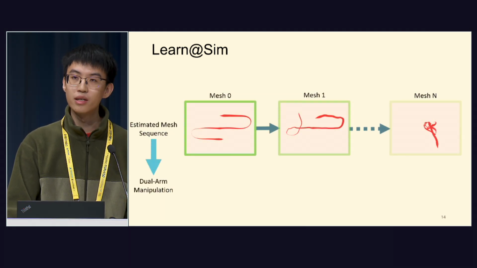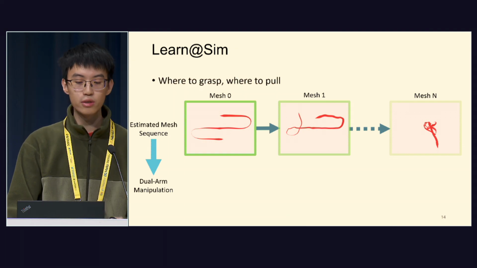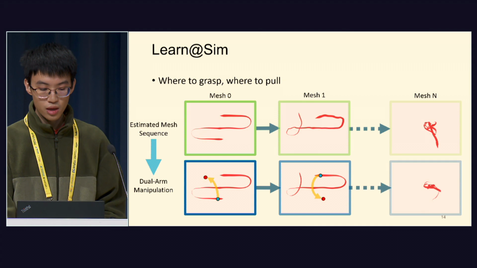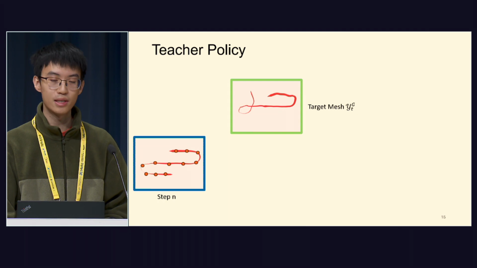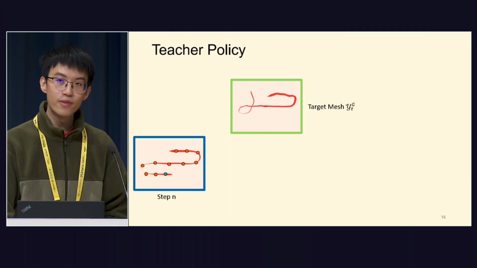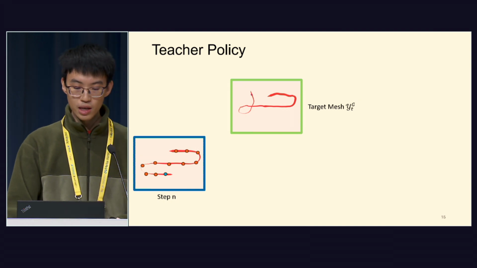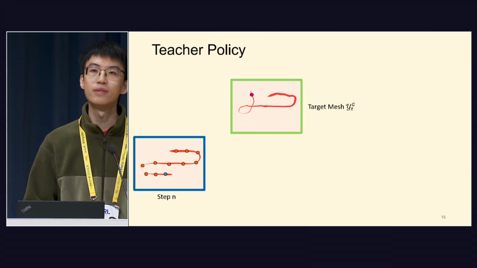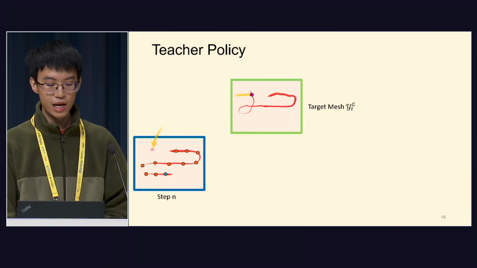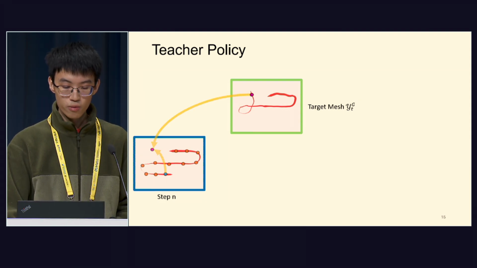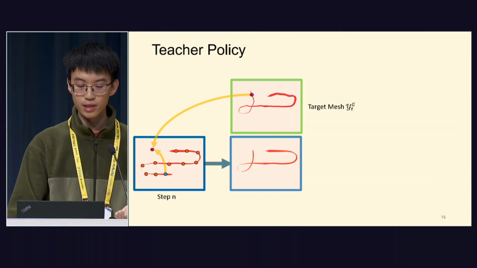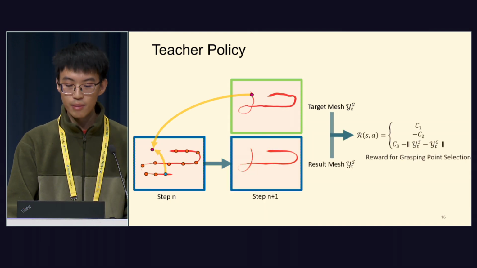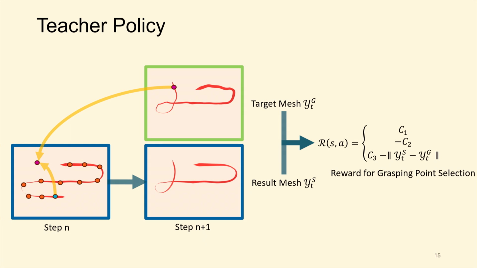Our next step is to learn the policy, where we need to learn where to grasp the tie and where to pull the tie. At time step n, we have a starting mesh and a target mesh. We first need to choose grasping vertices on this starting mesh. After choosing grasping vertices, we need to determine where to pull the tie. Since we already know the target mesh, we can retrieve the position of the grasping vertices on this mesh and use that as the target position. We then manipulate the tie in the simulation according to the trajectory of the grasping vertices, and this gives us a result mesh. By comparing the result mesh and target mesh, we can compute a reward for this grasping point selection strategy.